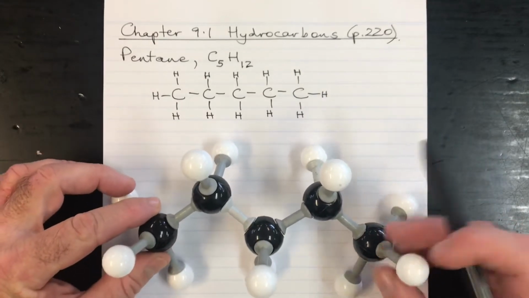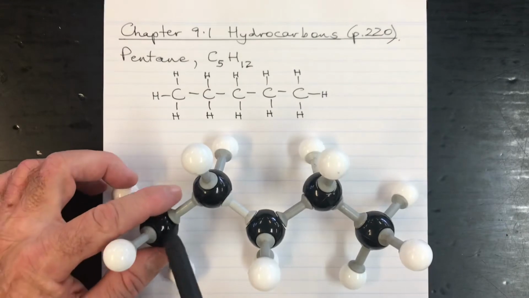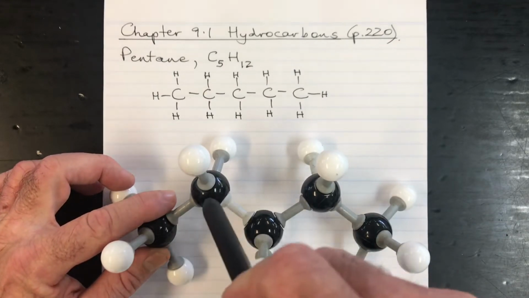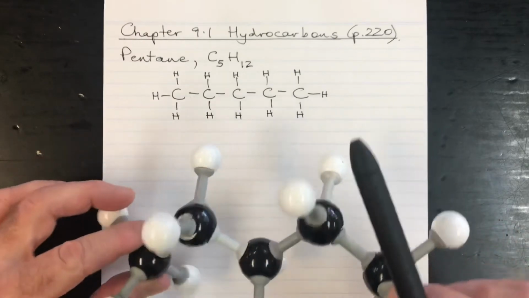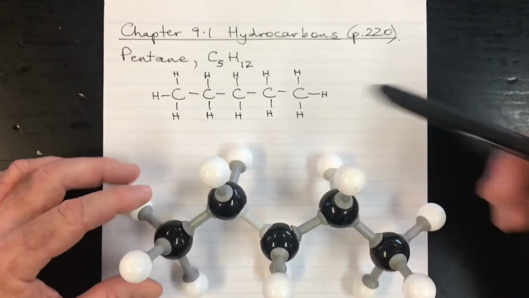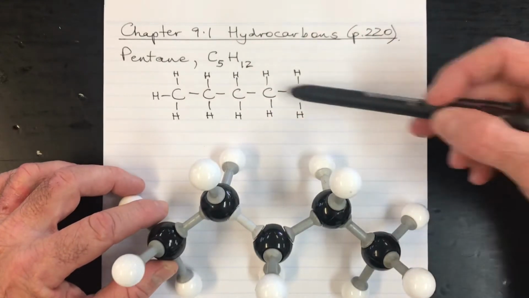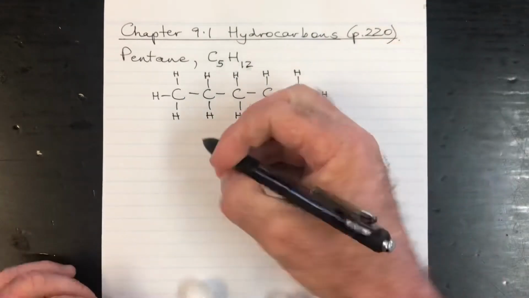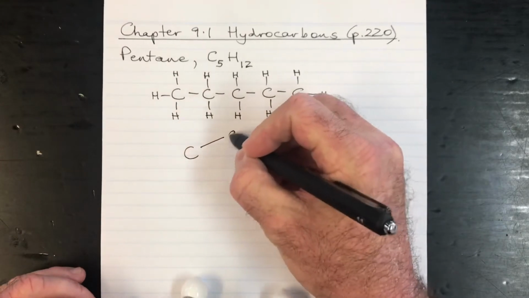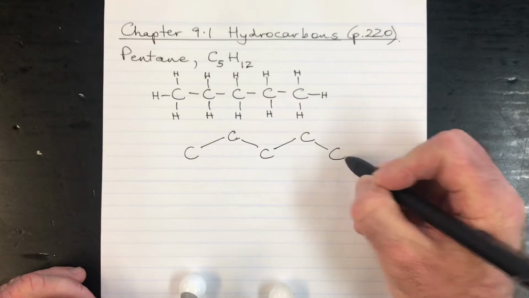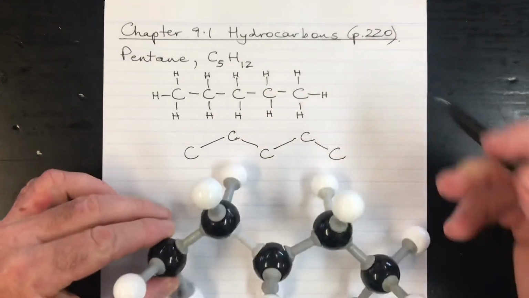Now notice how the carbons are arranged in a zigzag pattern in its 3-dimensional molecular state compared to our 2-dimensional depiction of it just in a straight line. You can draw it as a zigzag if you want, but most of the time we just draw it like that.